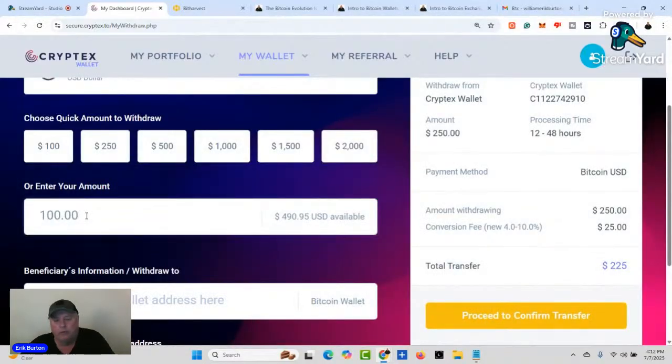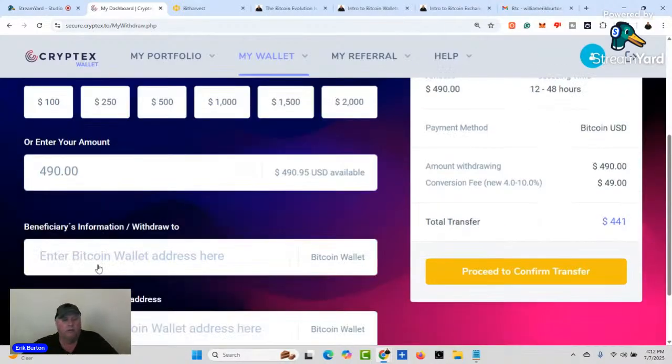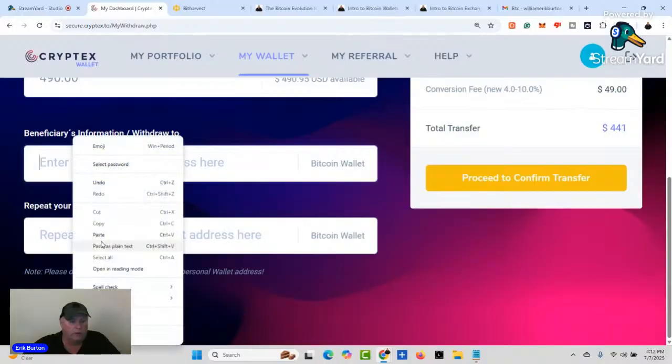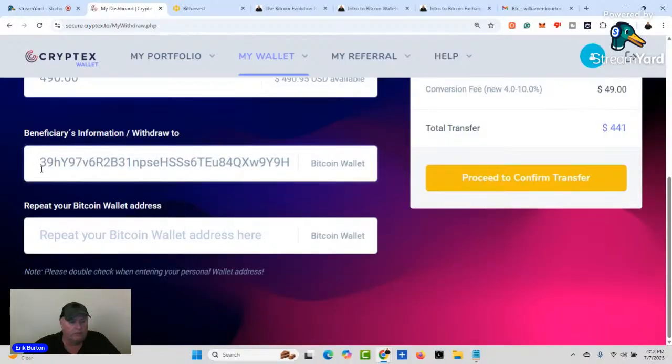I'll put in $490 right here, and then I'll put my Bitcoin wallet in. I will check it and verify it. I always look at the first 4 letters, 39HY and 9Y9H. That's correct. And I put it in a secondary time.